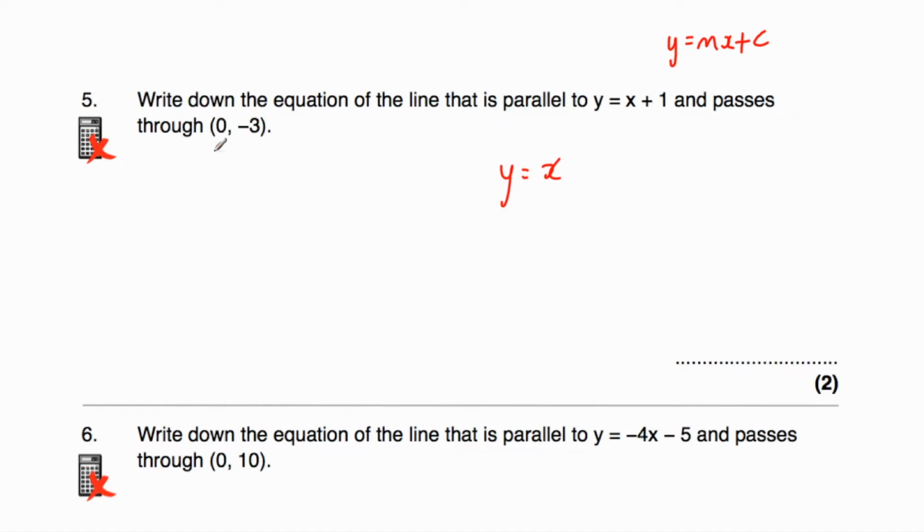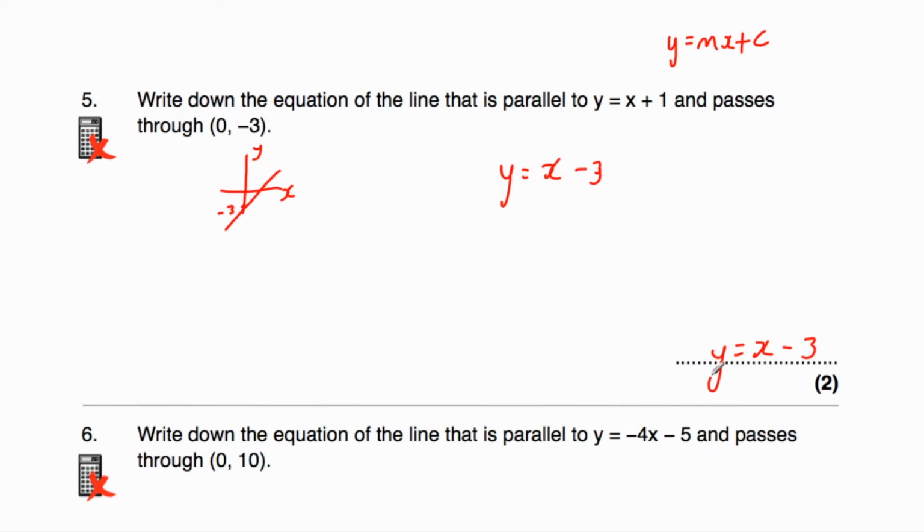Now the line we're looking for passes through the point 0, minus 3. If we consider the point 0, minus 3, so x and y, 0, minus 3 would be here. So it crosses the y-axis at negative 3. So our line would look something like that. So it passes through negative 3, it's got a gradient of 1. So our equation would be y equals x, or 1x, x. And then our plus c where it crosses the y-axis will be negative 3.